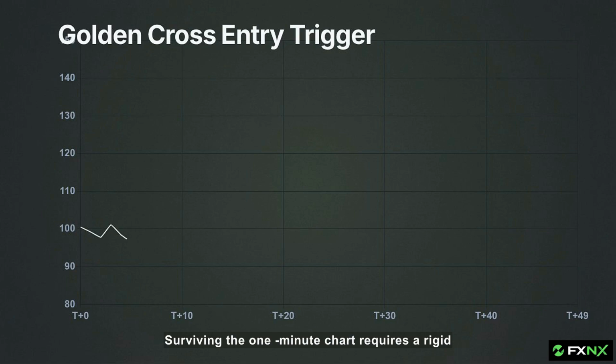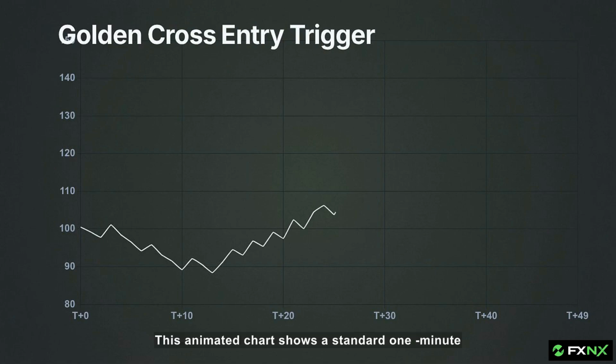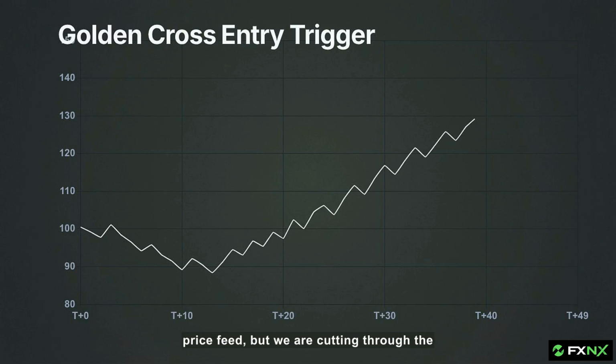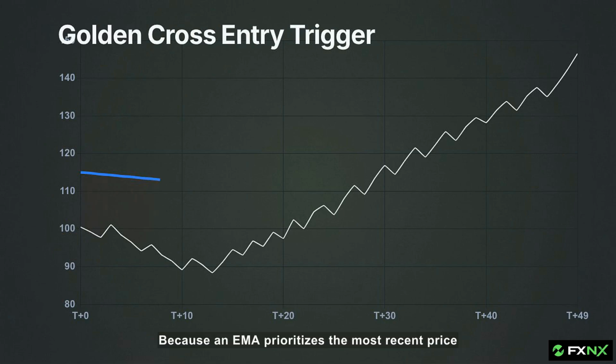Surviving the 1-minute chart requires a rigid mechanical filter to strip away the random movements and reveal the actual signal. This animated chart shows a standard 1-minute price feed, but we are cutting through the noise by adding a 200-period Exponential Moving Average, or EMA. Because an EMA prioritizes the most recent price data, it reduces lag, acting as our first major mathematical filter.